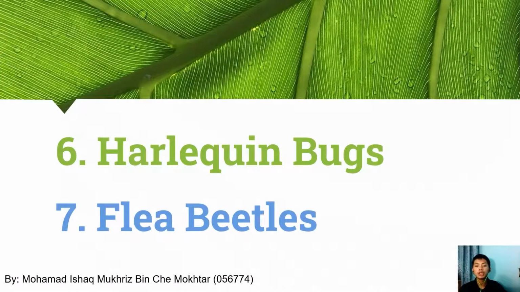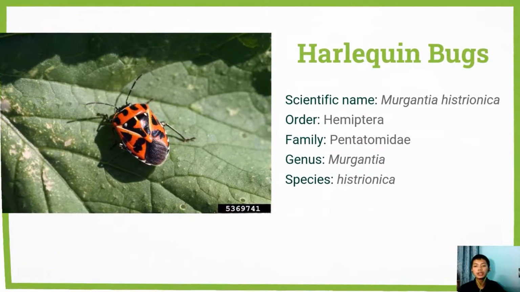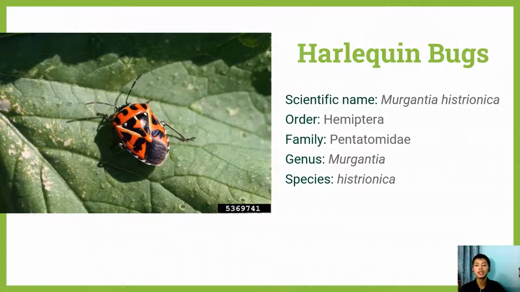Now I am going to present the sixth and seventh insect pests of cabbage, which are harlequin bugs and flea beetles. Let's go. Harlequin bugs. Its scientific name is Murgantia histrionica, order Hemiptera, which is the true bugs order, family Pentatomidae, genus Murgantia, species histrionica.